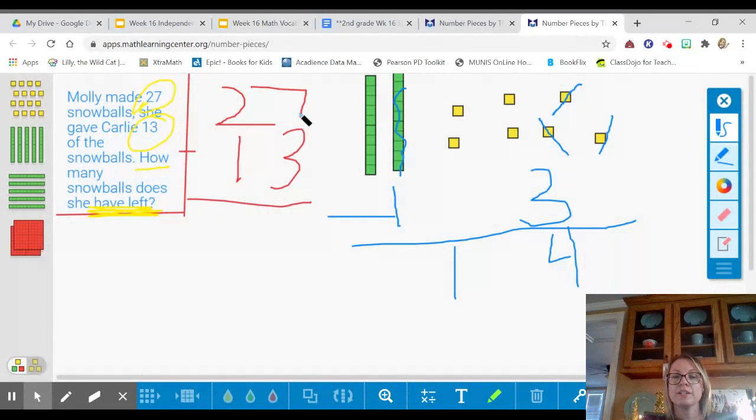You could come over here. The traditional algorithm way, which we're going to talk about later, would be 7 minus 3 is 4, and 2 minus 1 is 1. And you see we get the same answer. The most important thing to remember is to always start in the ones place, boys and girls.